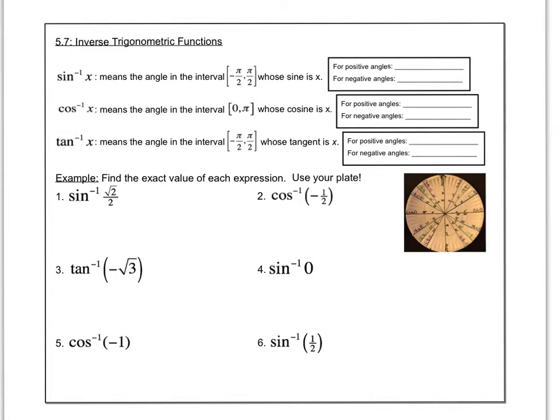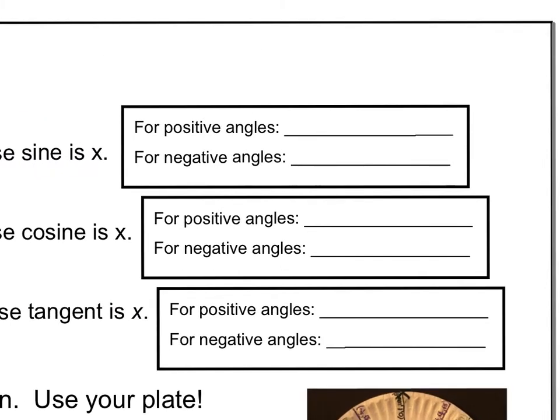And our plate doesn't have any negative answers, so we have to think a little bit about how we're going to answer these. For sine, and this also applies to tangent, the place you're going to look on your plate is just the first quadrant. If they give you a positive value, you look in quadrant 1 and give a positive answer. For negative values, you look in quadrant 1 again, but you give a negative answer. The answer on the plate will be positive, but you give a negative answer as your angle.